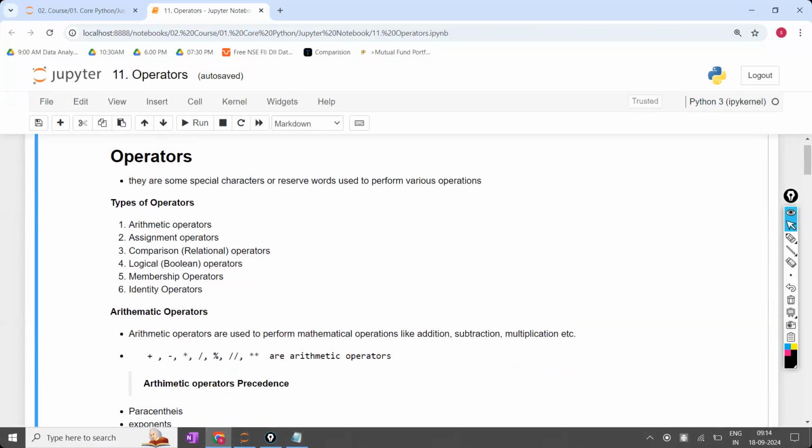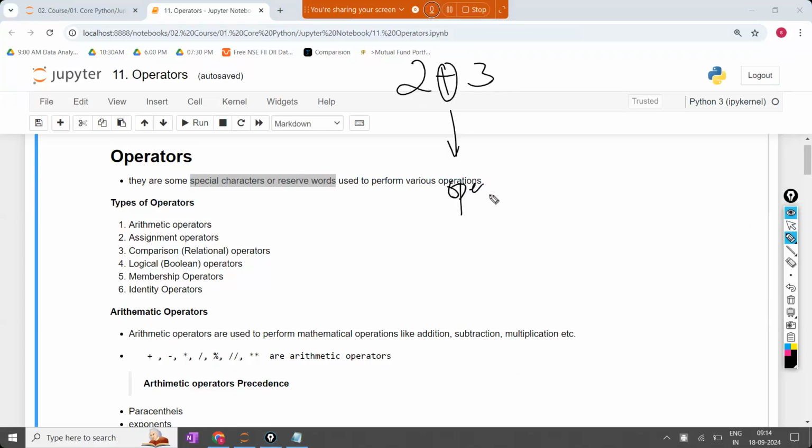So in today's class, we are going to see the different kinds of operators we have in Python. The types of operators are arithmetic operators, assignment operators, comparison operators, logical, membership, and identity. So these are called operators. Now, what is meant by operators? Operators are nothing but special characters or reserved words. Some operators are symbols, some operators are reserved words. For example, in 2 plus 3, this plus symbol is called the operator.